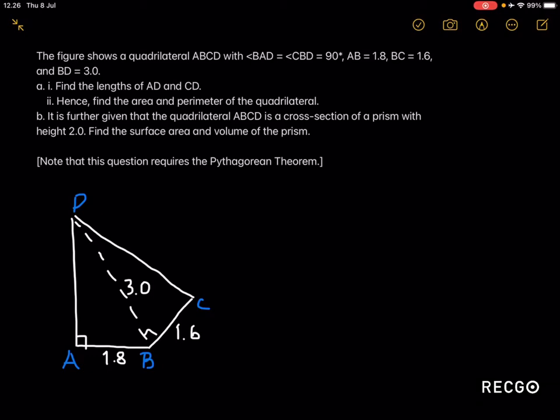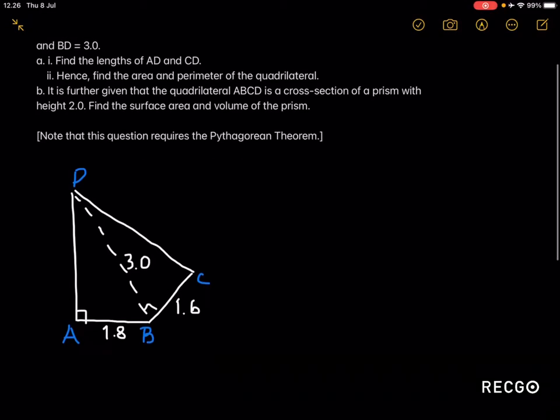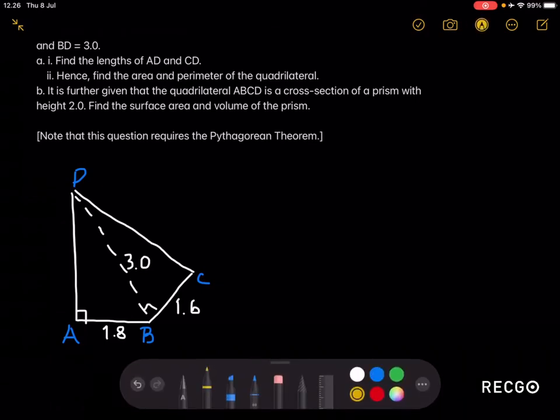perimeter of the quadrilateral. And for part B, it is further given that the quadrilateral ABCD is a cross-section of a prism with height 2.0. And then we need to find the surface area and volume of the prism. And further note that this question requires the Pythagorean theorem to find the sides AD and CD. So just keep that in mind.